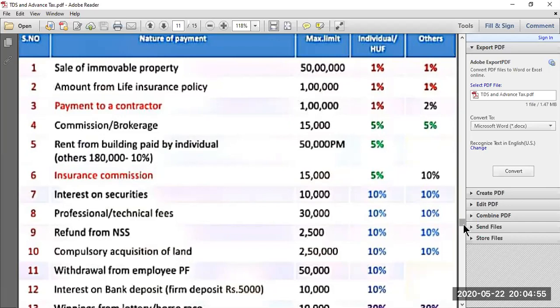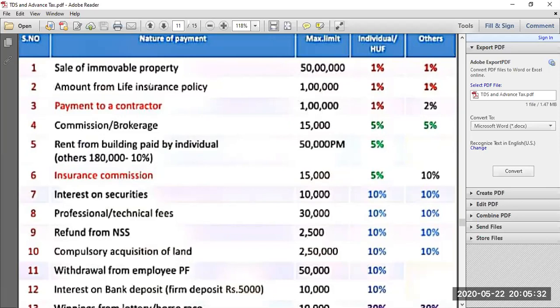Now, in case of sale of immovable property, if you are selling any immovable property beyond 50 lakh rupees, then 1% of TDS will be deducted from the sale amount of the immovable property. Then in case of the amount of an LIC policy, if it exceeds 1 lakh rupees, 1% of TDS would be deducted. And if any payment is made to a contractor, then 1% of TDS would be deducted in case of an individual. In case of others, that means companies, if they are making payment to a contractor, then 2% of TDS would be deducted.